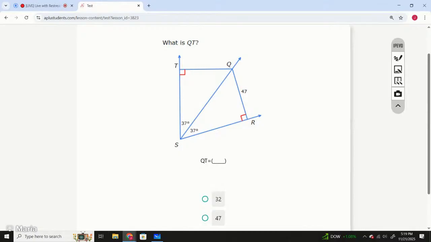What is QT? QR and QT are equal in measurement, right? Equal in length. So QR is 47, then QT is also 47.